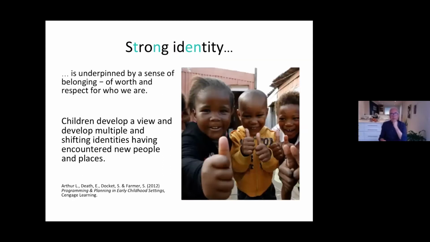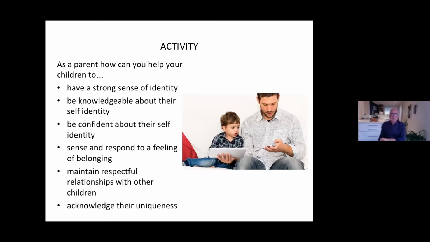Strong identity is underpinned by a sense of belonging. They need to belong to a culture. They need to feel worth. They need to be respected. Over time, they're going to have lots of different, multiple shifting identities as they go through life. So as a parent, how can you actually help them? How can you help them to get a strong sense of identity? How can you help them to be knowledgeable about themselves? How do you get them to be confident about that?